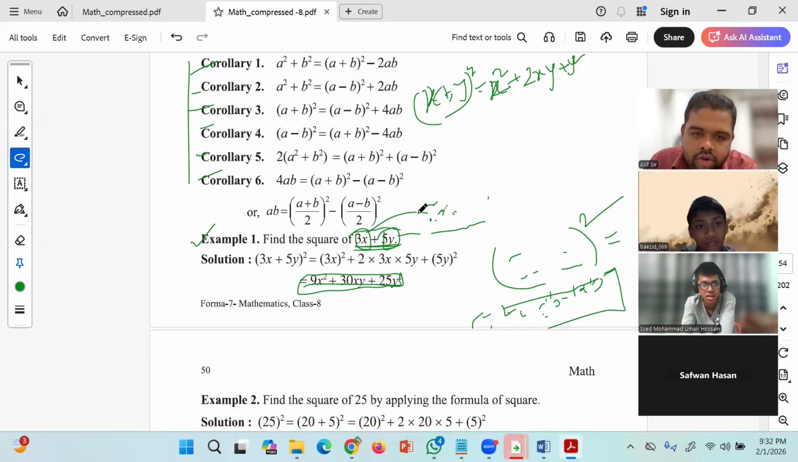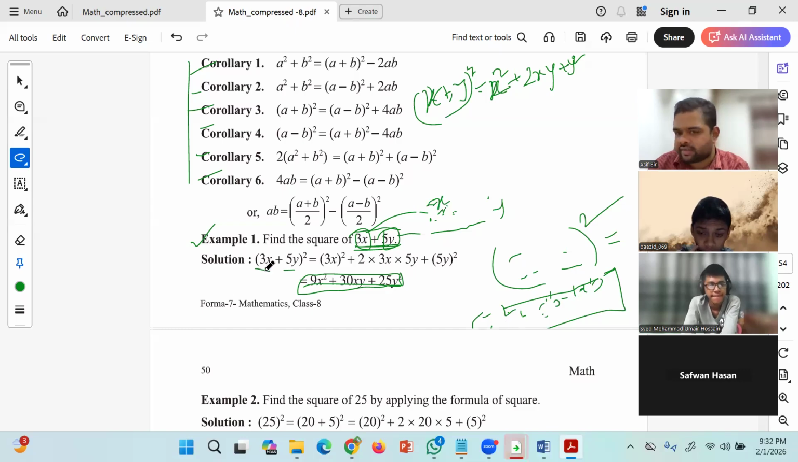So considering 3x as x and considering 5y as y, we can apply the formula x square plus 2xy plus y square. Here 3x is the x and 5y is the y. So the formula is x square first. So x square means 3x square because here x is given as 3x. So instead of writing x square directly, we can write 3x square.